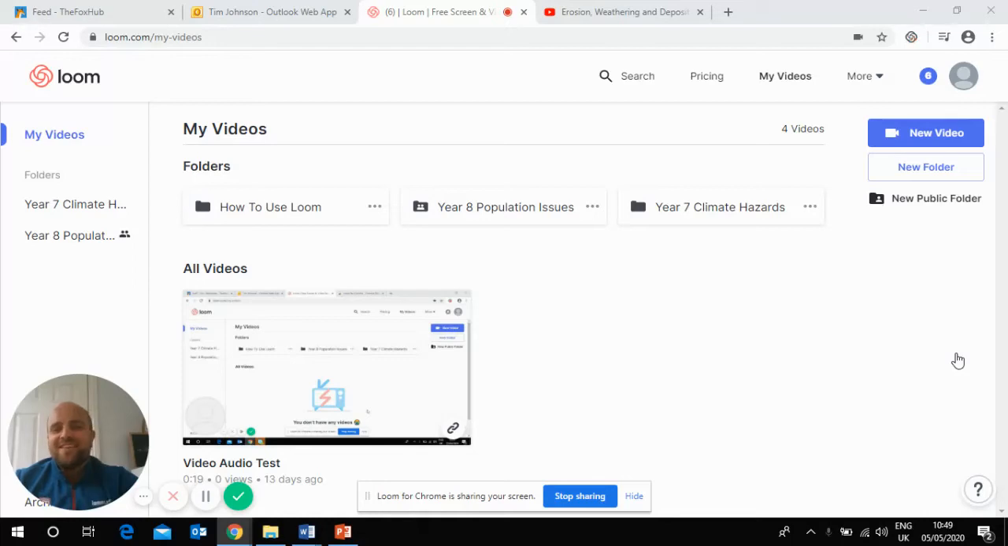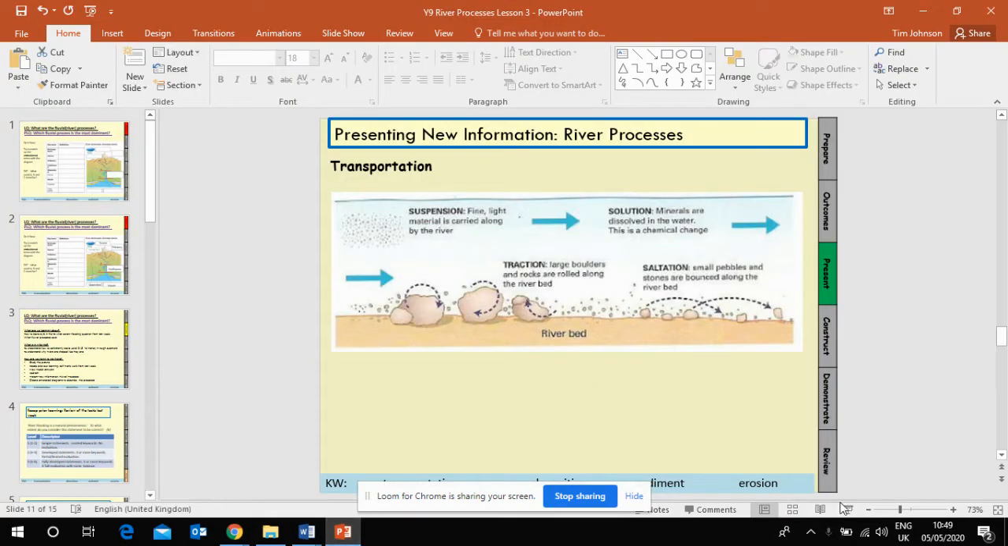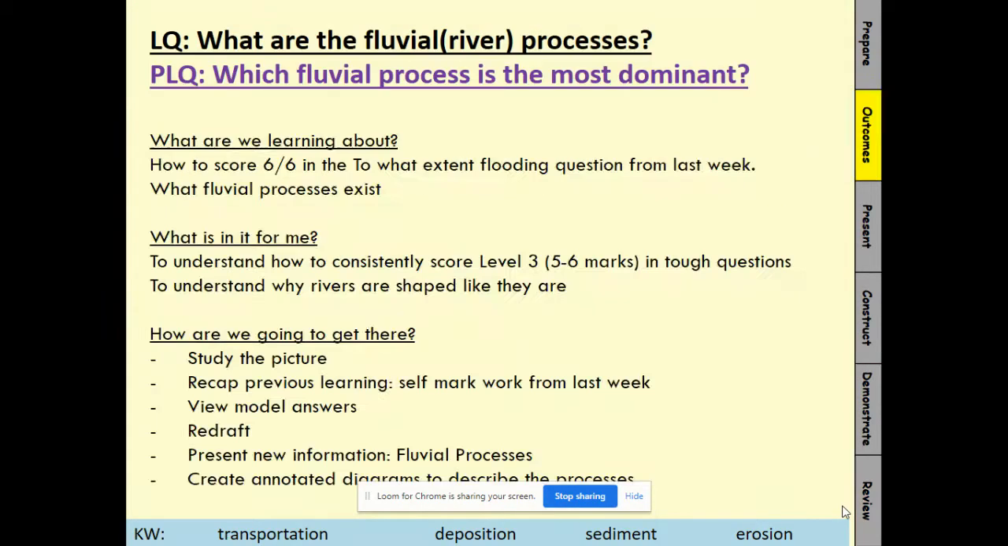Year 9, this is a video about fluvial or river processes, and we're going to recap last week's excellent lesson by Mr. Joy, especially the 6 marker to do with river flooding, whether it's natural, human, or a bit of both. So if I just open the PowerPoint and show you what we're up to at the start.